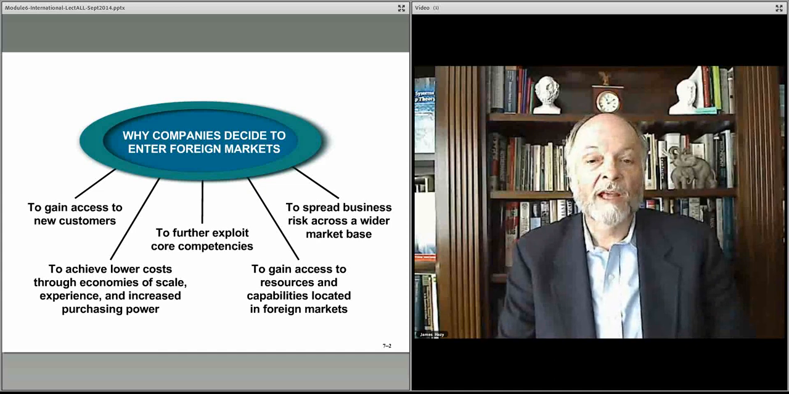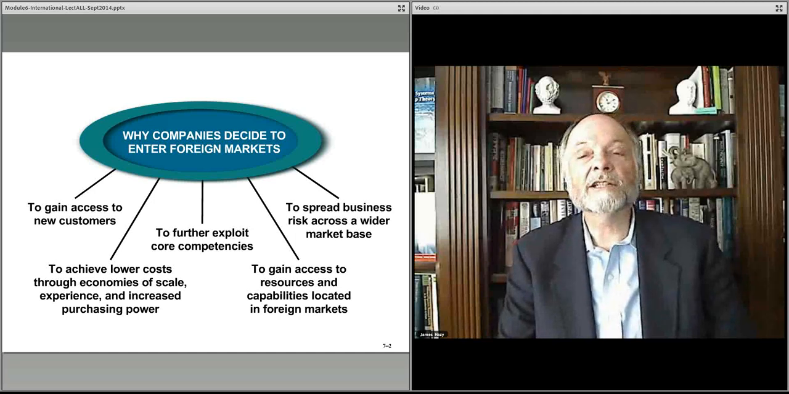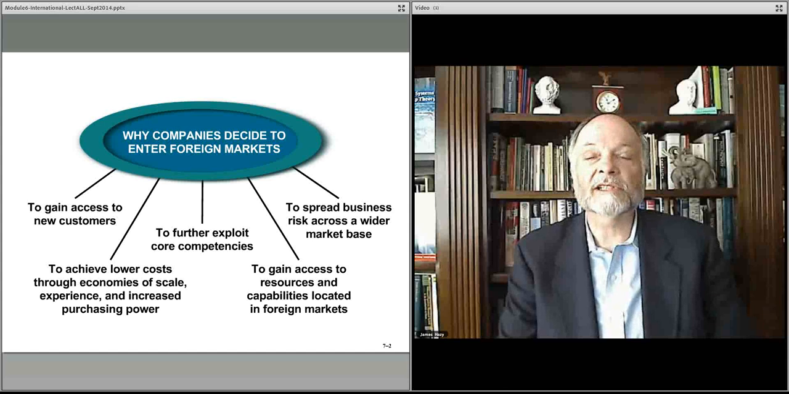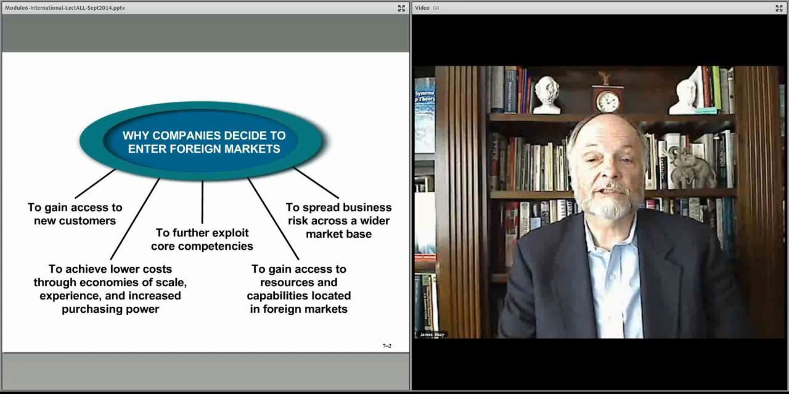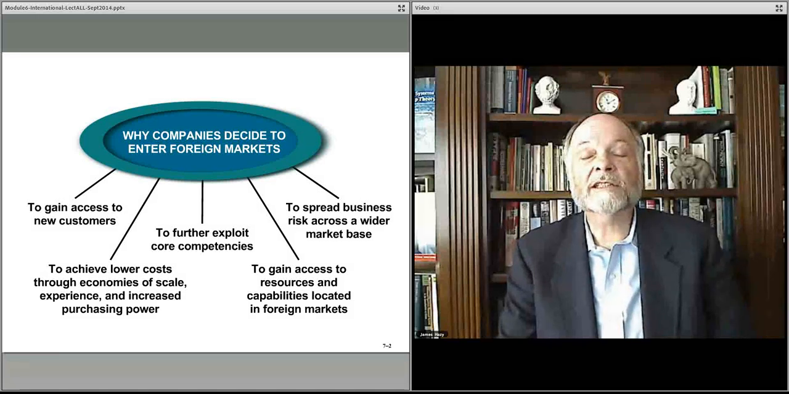helpful. There's also the idea that if you do something well, you might as well exploit it in as large a market as possible. That's going after your core competencies, if you will. And you might want to be in a foreign market to gain access to some of the resources in that market, specific talents, specific skills, or even specific resources. And also to take risk and spread the risk that you're facing in business across more markets.